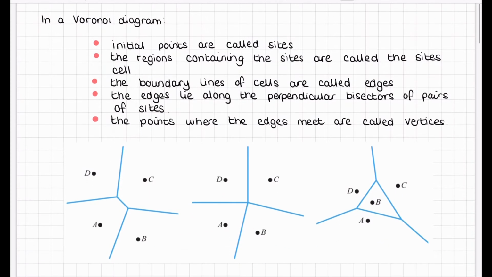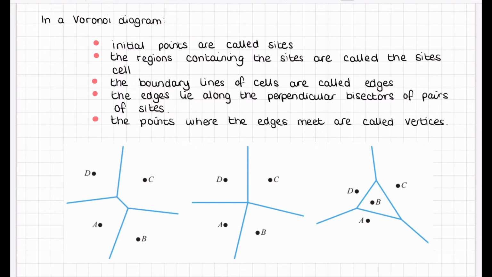Our initial points are called sites. So in these examples below, that's the A, B, C, D. The regions containing the sites, so for example, this section here, is called a cell. The boundary lines of cells are called edges, so the blue lines here that I'm just going over in purple on one of them, they are edges.